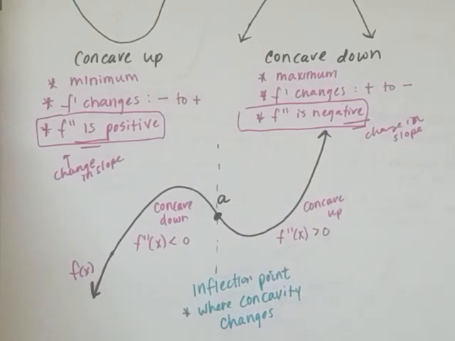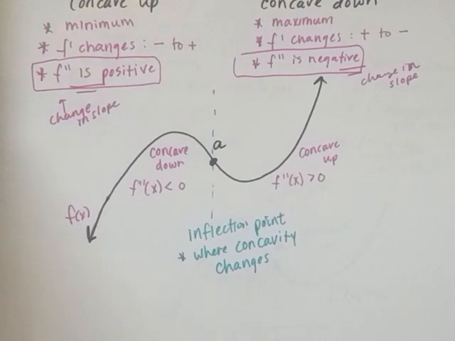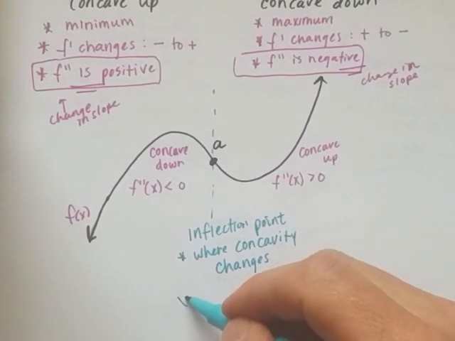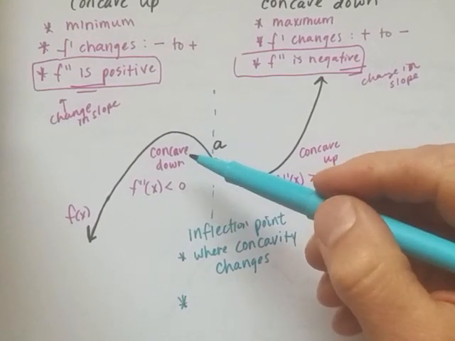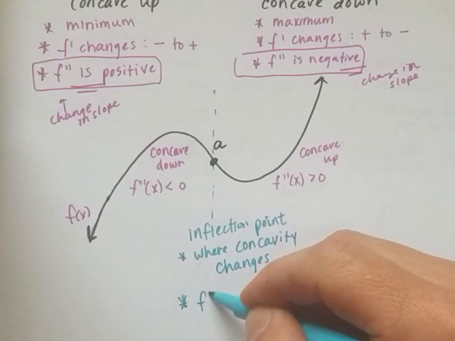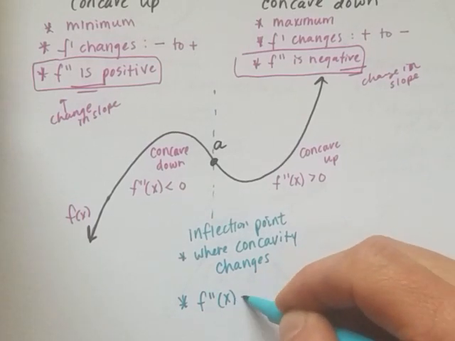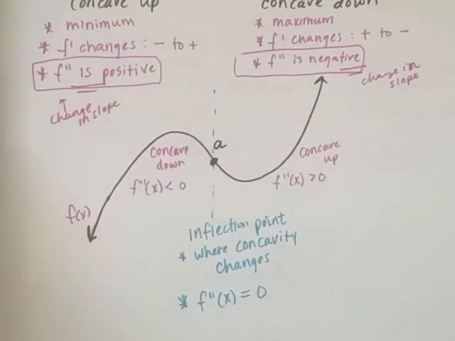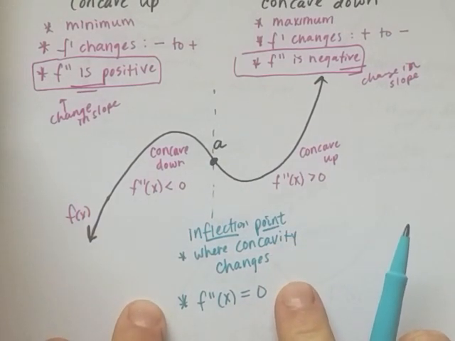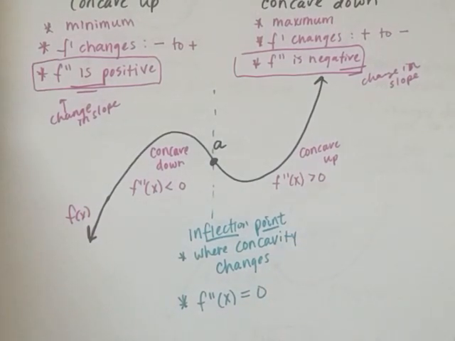So it could go from concave up to concave down, or it could go from concave down to concave up. And another thing that we need to know: if concave down is always negative and concave up is always positive, f double prime of x is actually always going to be 0 whenever we change concavity. So both of these things have to be true in order for it to be an inflection point. Okay, so we need to use all that information today.